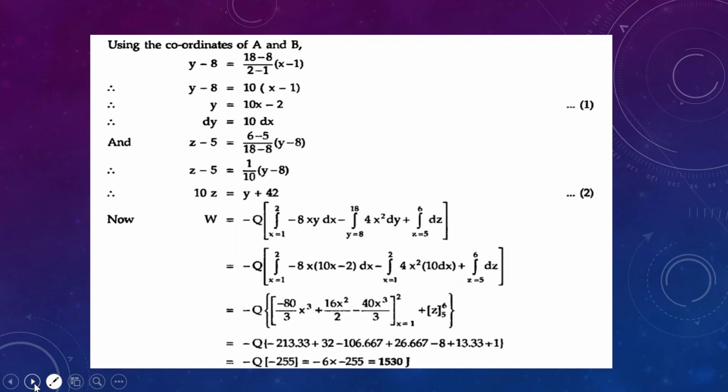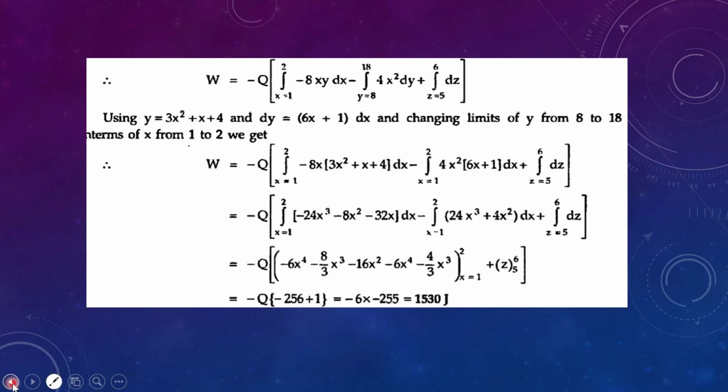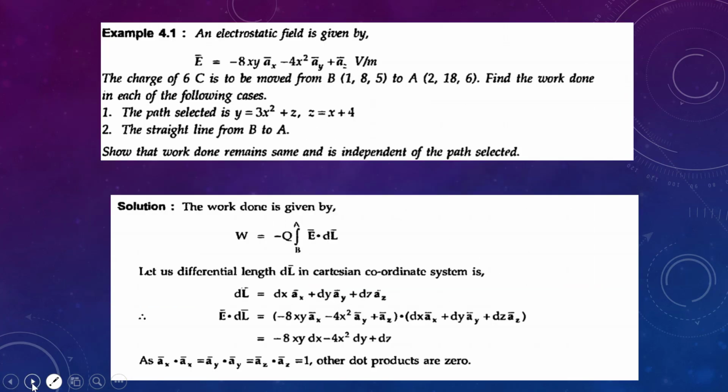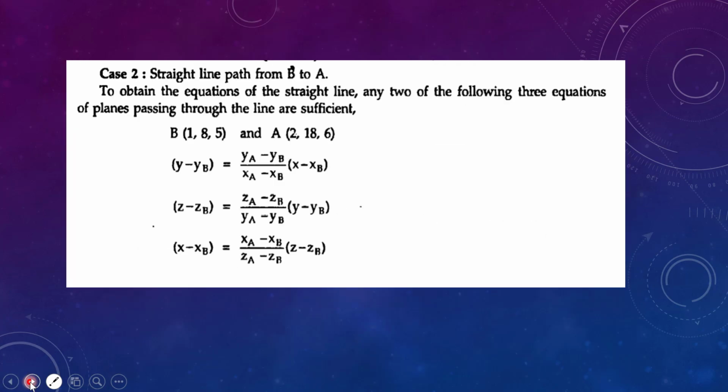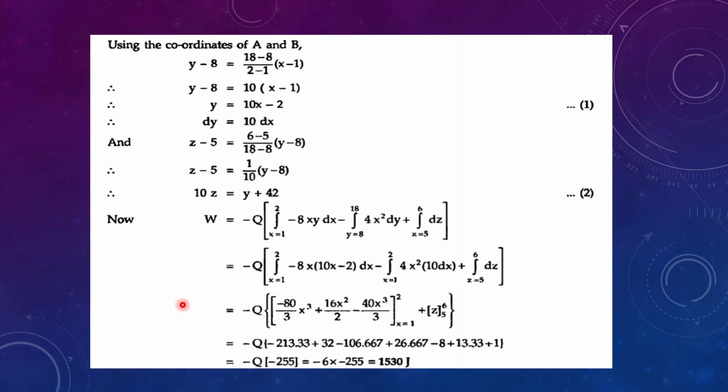What does this mean? If you choose any path, either a straight line, or a curve, or straight line segments along the axis, the work done will be the same. The work done will be the same.